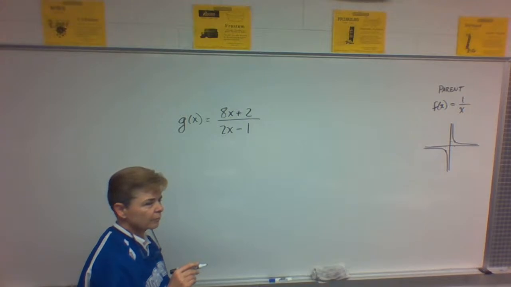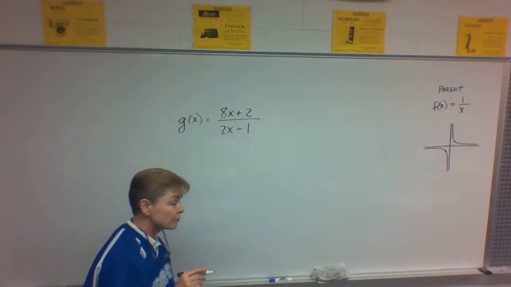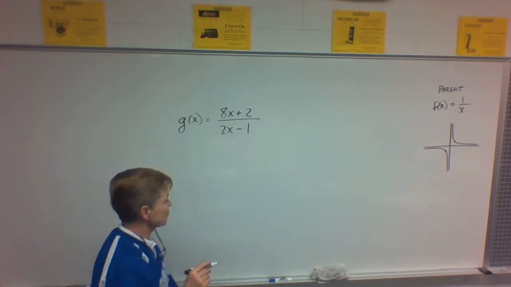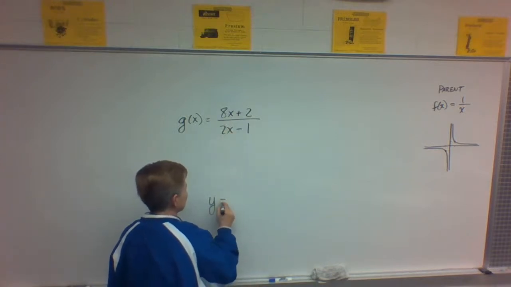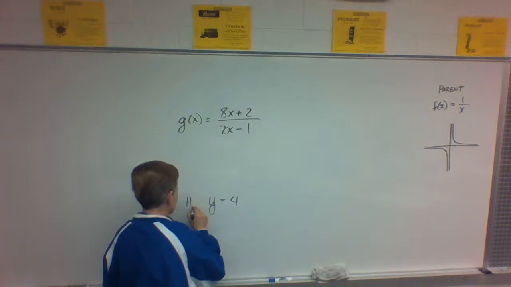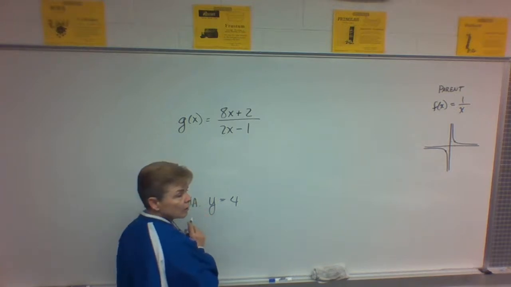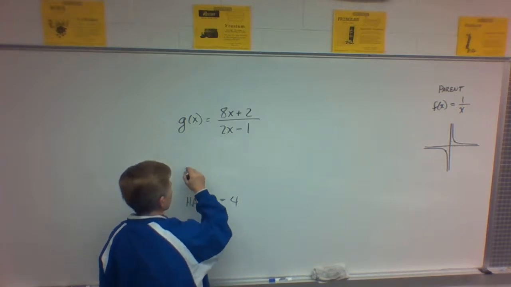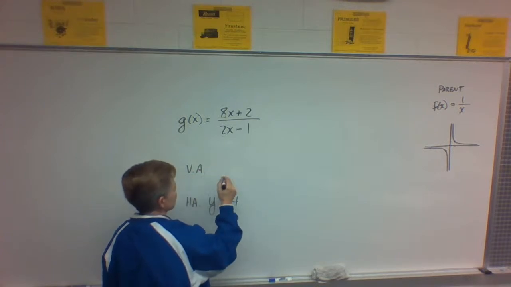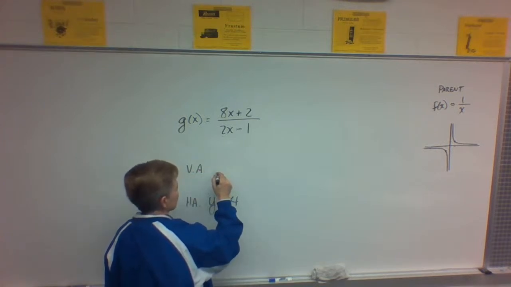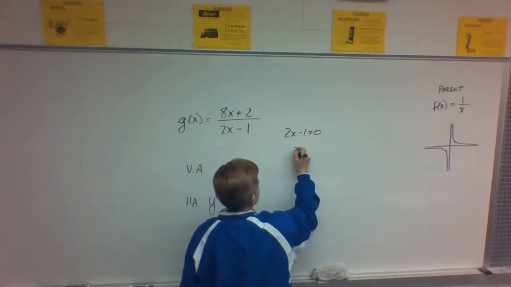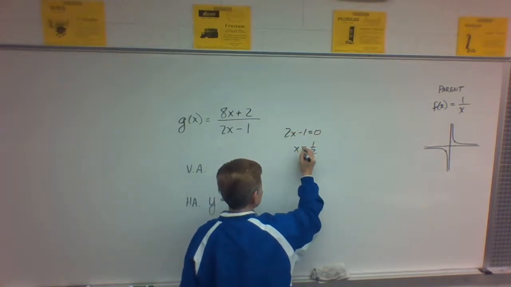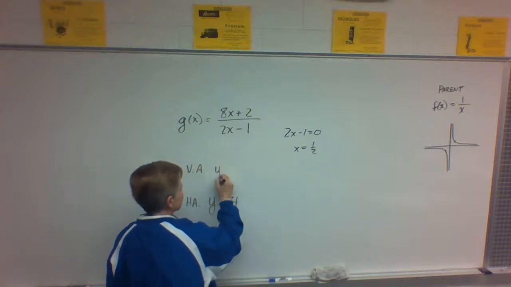Go ahead. Is the y is at 4? Sorry? Is the y is at 4? Horizontal. You like the y, you like doing the y first? Yeah. 8 over 2 is 4, so yes, y equals 4 will be a horizontal asymptote. Vertical asymptote is, how do you write the equation? 2x minus 1 equals 0. Okay, all right. 2x minus 1 equals 0, and that means x is 1/2, and you write it like that. You write the asymptote as an equation, x equals 1/2.